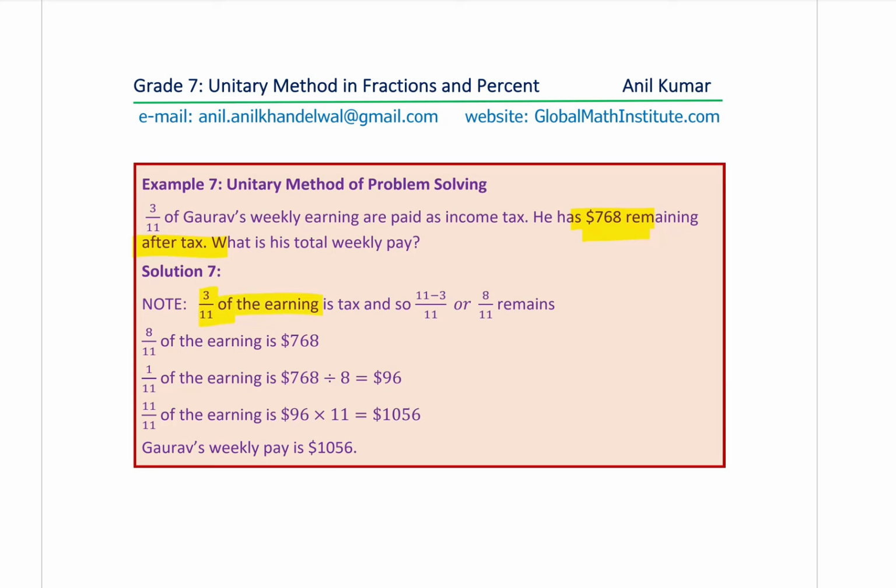So 3/11 of the earning is tax. So 11 minus 3 over 11, which is 8 over 11, is remaining. So the remaining amount is 8/11 of the earnings. You get the idea. So 8/11 of the earnings is given to us as 768. Now, find the unit of this earning. 1/11 of the earning will be divided by 8 and 11/11 will be multiplied by 11. You get your answer. In this case, Gaurav's weekly pay is $1,056, correct? So very important to understand, 3/11 was the tax. Balance was 8/11, which was 768, correct? And then you have to solve it. Perfect.